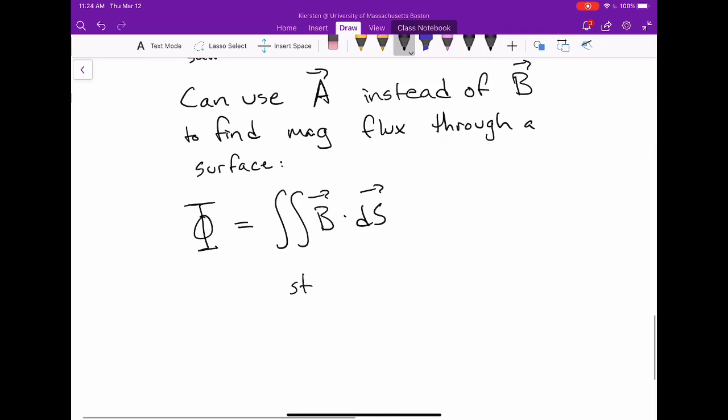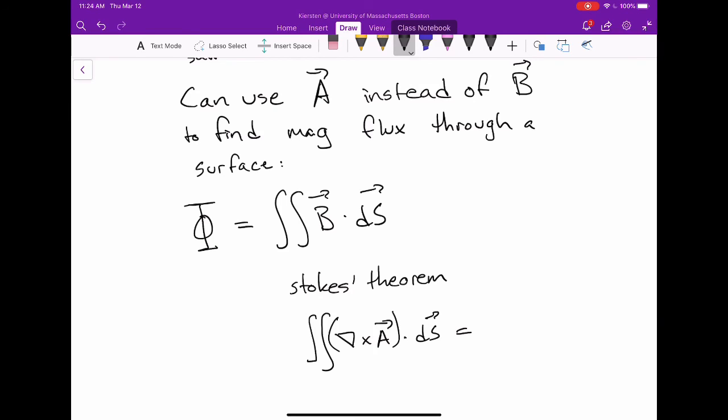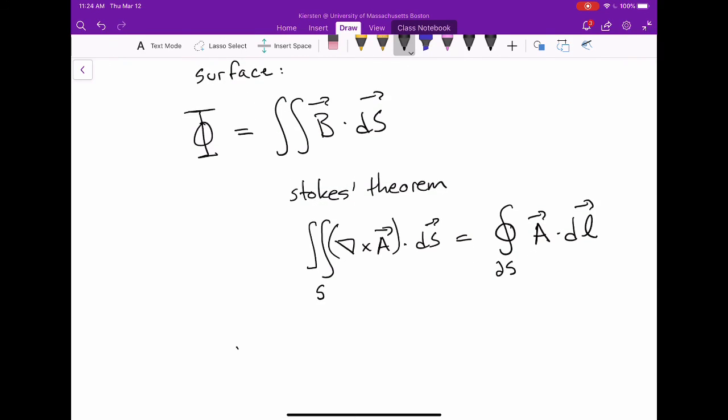Stokes' theorem, which remember that the flux integral of the curl of some vector field A dot ds is equal to the contour integral around the boundary of that surface of A dot dl, the answer becomes clear. All you have to do to find the flux through that surface is integrate A around the boundary of the surface.